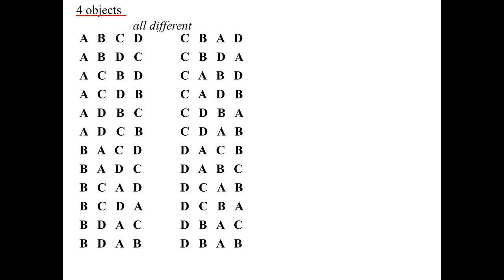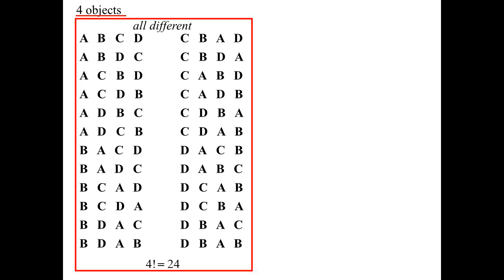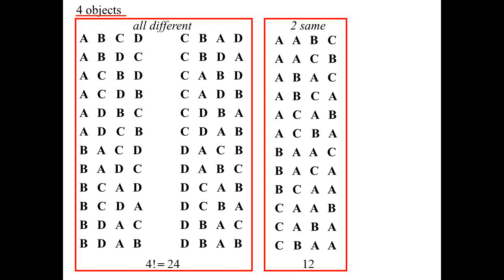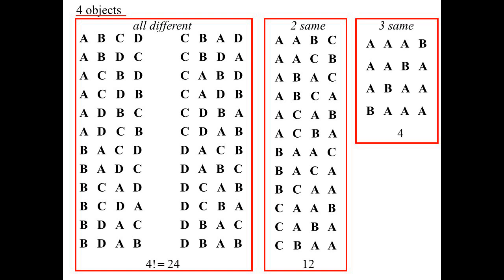Let's look at 4 objects. There they all are, 4 objects, 4 factorial or 24 different ways of doing them. If 2 of them were the same, it becomes 12. So we go from 24 to 12. 3 of them are the same, it goes to 4. 12 to 4, and obviously if 4 of them are the same, we get 1, 4 to 1. So we've gone from 24 to 12 to 4 to 1. There is definitely a pattern that is happening here.